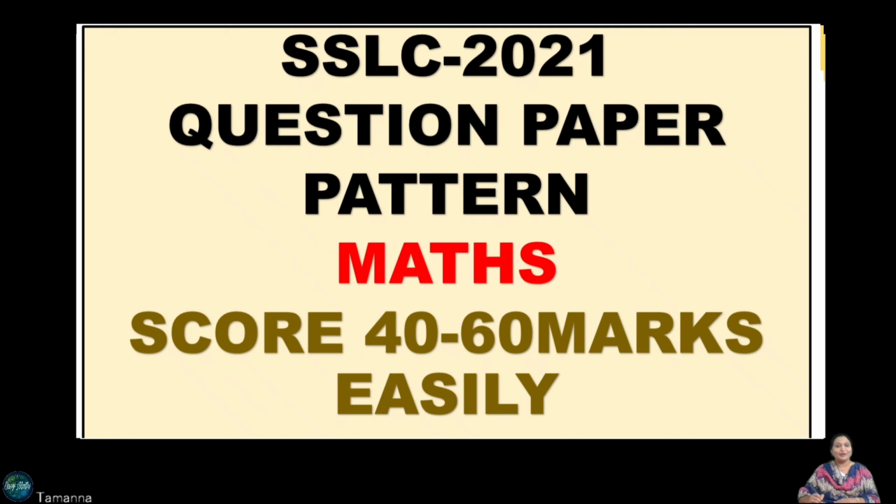This class is very important for 2020-21 batches of students. Here, the main thing is the SSLC 2021 question paper pattern, maths score. The student can score 40 to 60 marks easily. In the previous video, you learnt about so many application-level questions in an AP. So as usual, now we learn how to score 40 to 60 marks, and the weightage of that.